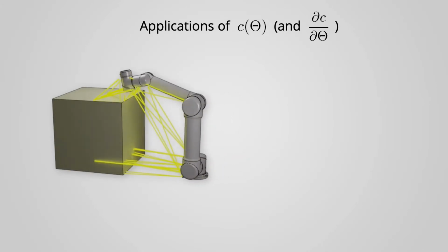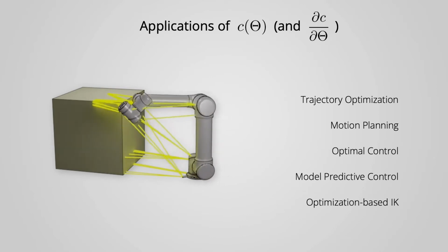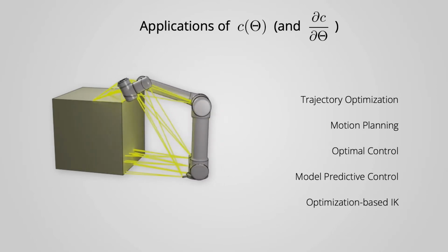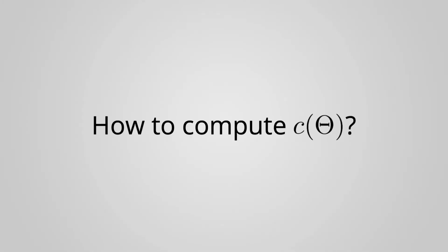Many areas of robotics, like those listed here, rely on this kind of function as well as its gradient to generate motions that avoid or adapt to potential collisions. So a big question at this point is, how should this collision proximity function be computed?